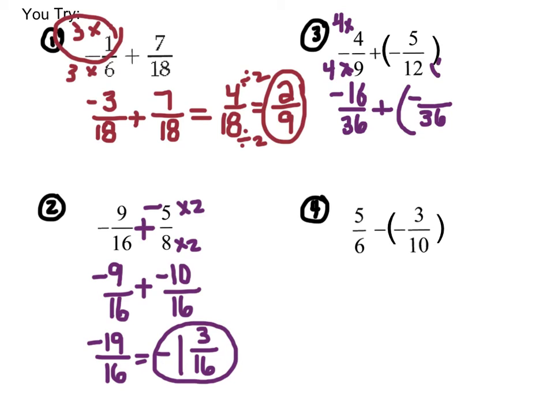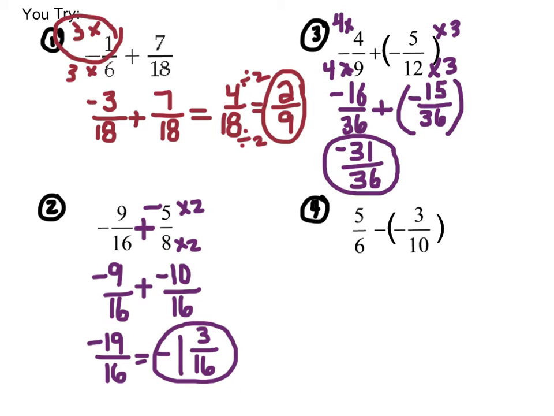Our other fraction, we're going to have to multiply by 3. That's going to give us -15. And once we have our common denominator, we're going to go ahead and add -16 plus -15. That's -31/36. And that's it for that one.